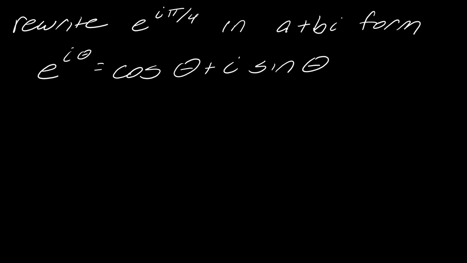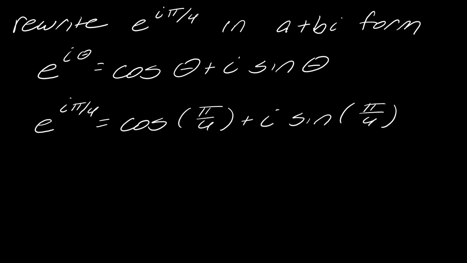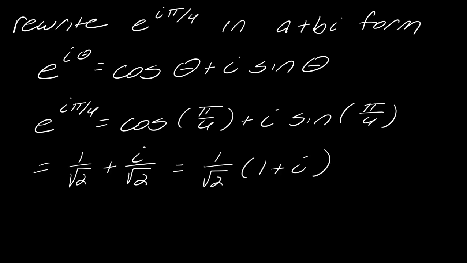Euler's identity says that e to the i theta equals cosine theta plus i sine theta. Well, now I have e to the i pi over 4, so all those thetas will just get replaced with a pi over 4, like you see here. And then I can just evaluate what these are. Cosine of pi over 4 is 1 over square root of 2, and sine of pi over 4 is 1 over square root of 2. So this is 1 over square root of 2 plus i over square root of 2. I can factor out that 1 over the square root of 2 times (1 plus i). That would be putting this in a plus bi form.